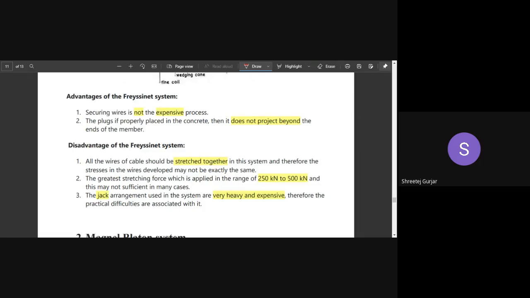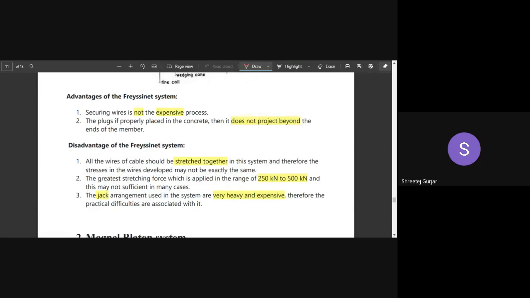What we need is for all the wires or strands to be equally stressed. But when we stress them at a time, as in this system, they do not have the same amount of stress. Some will have more stress, some will have less. So that is not an ideal situation. This is one disadvantage of your Fresnel system.